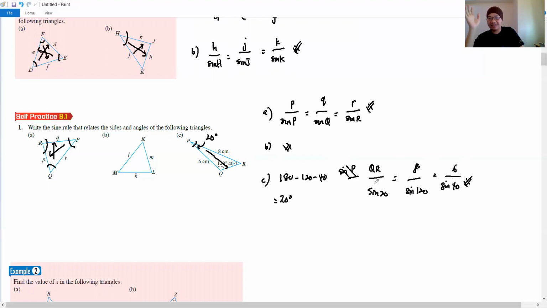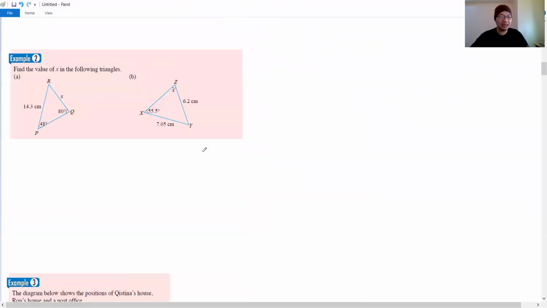All right. So these are the three relationships. All these three relationships we can conclude as sine rules. Let's move to the next example. We want to solve the problem by finding the value of x. Look at A here. This is your x. X here is opposite 48. So that is your pair.